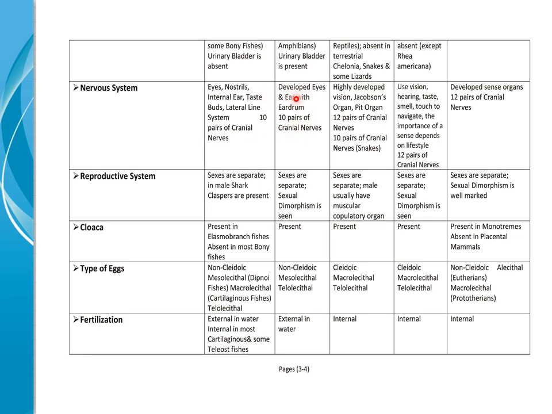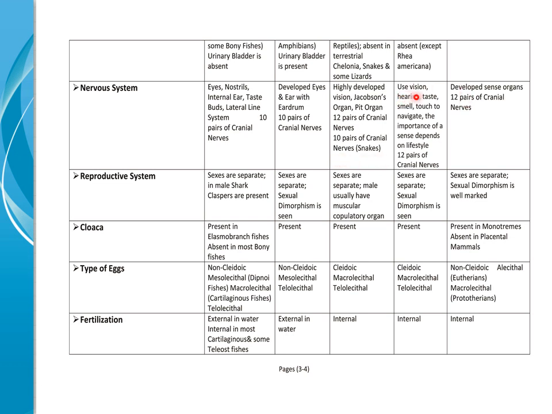In amphibians, developed eyes and ear with eardrum are seen. They have 10 pairs of cranial nerves. In reptiles, highly developed vision, Jacobson's organ associated with smell, and pit organs, which are thermoreceptor organs, are seen, with 12 pairs of cranial nerves in them. Whereas in snakes, only 10 pairs of cranial nerves are seen.